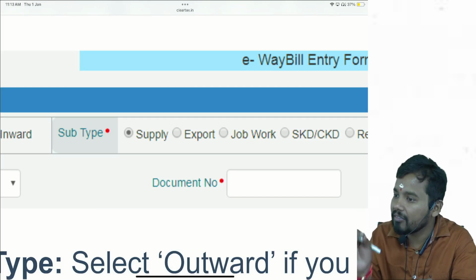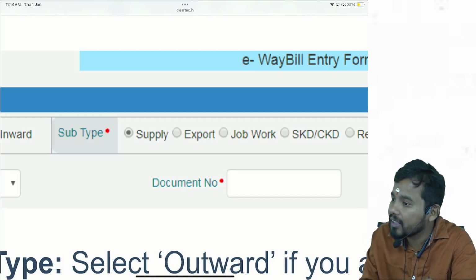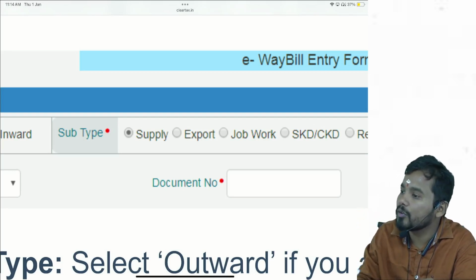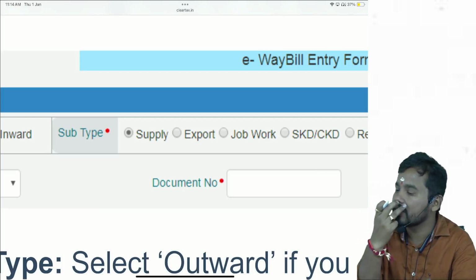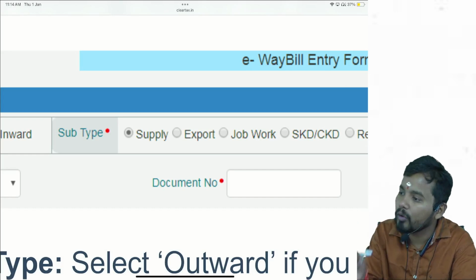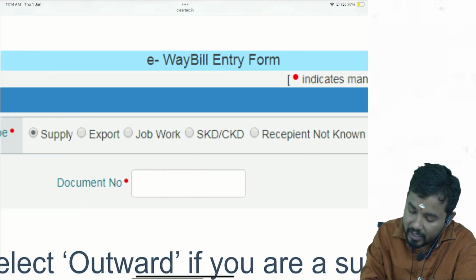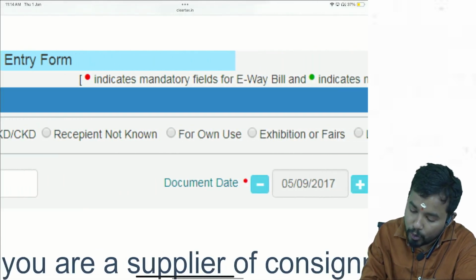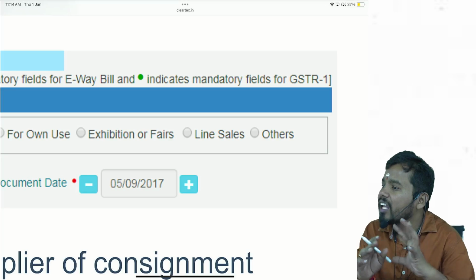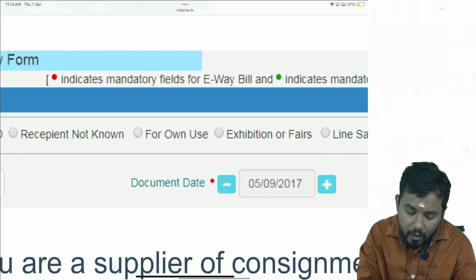See, the criteria for generation of an e-way bill was movement. It is not supply. Thereby, even if you are bringing goods from your godown, or sending goods on sale or approval basis, or sending goods for job work purpose, in all these scenarios, you have to generate an e-way bill. That is the reason why there are export, job work, SKD, CKD, recipient unknown, for own use, exhibition or fairs, line sales, others. If an e-way bill were required only in a scenario where supply takes place, they would have given only the supply option.